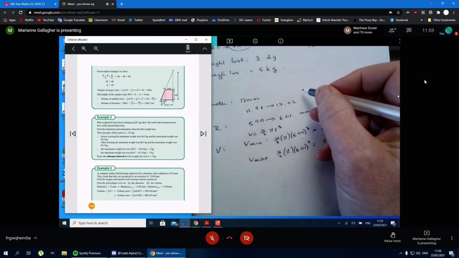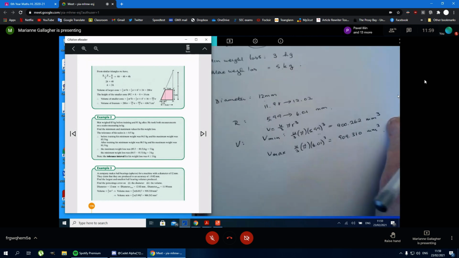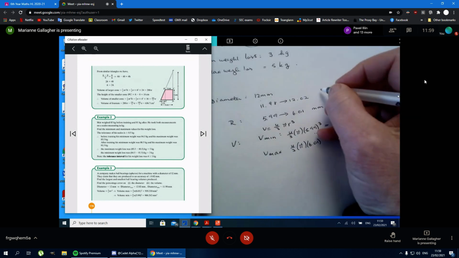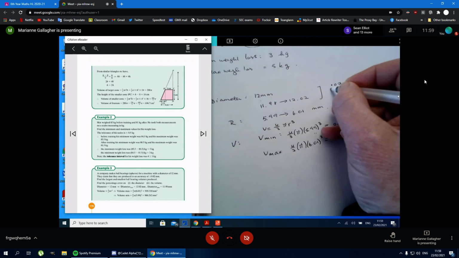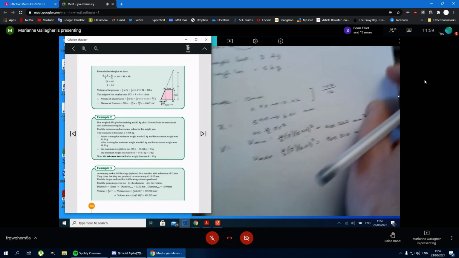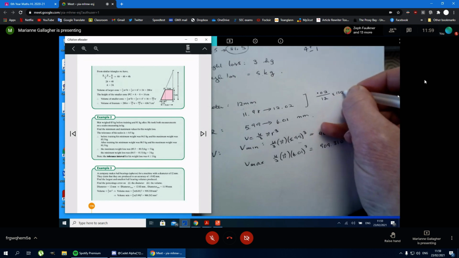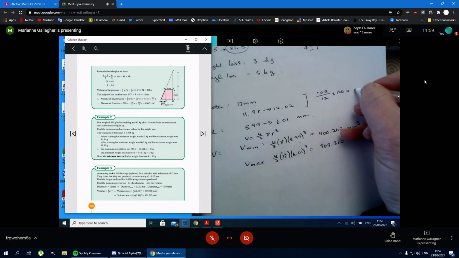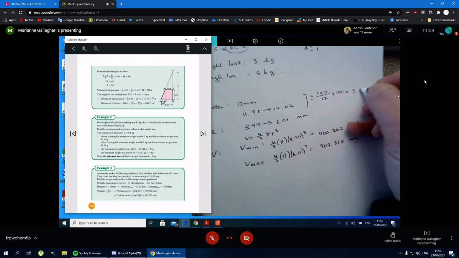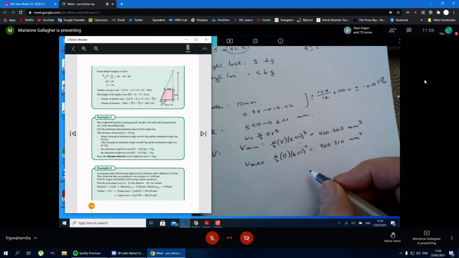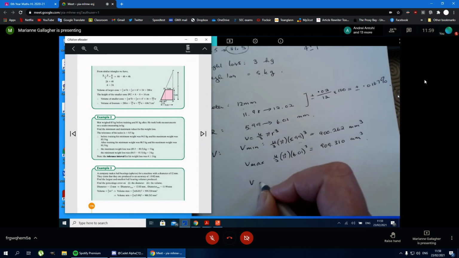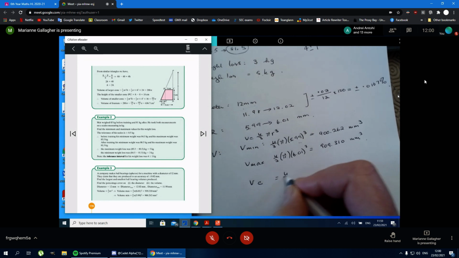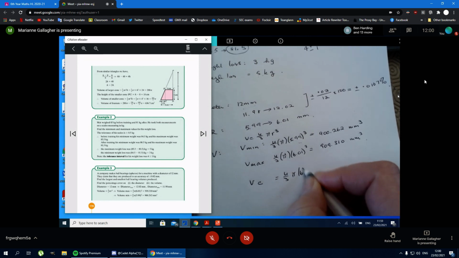Now the percentage error on the diameter, it goes plus or minus 0.2. So you've got 0.02 over the correct value, which is 12. And then you change that to a percent, and that works out at plus or minus 0.0167%.